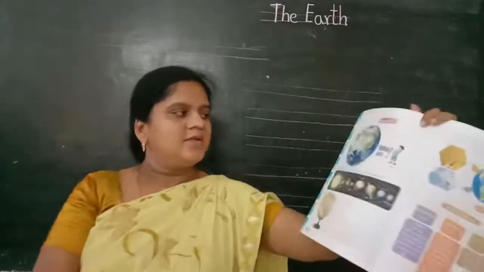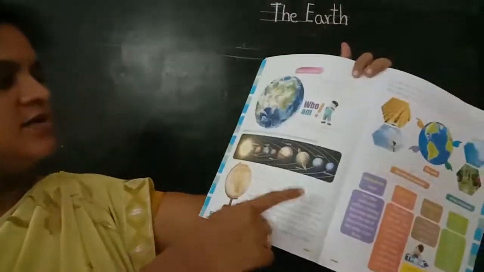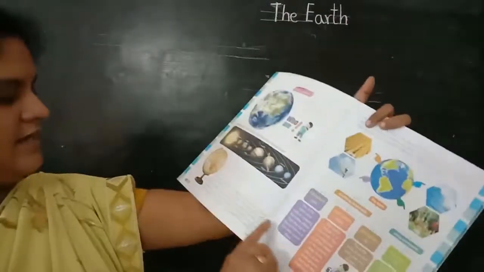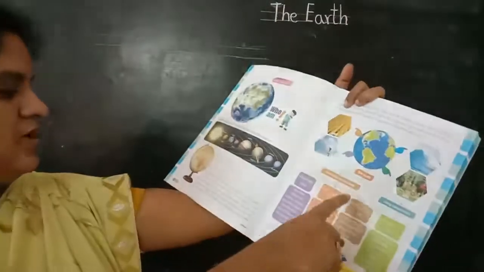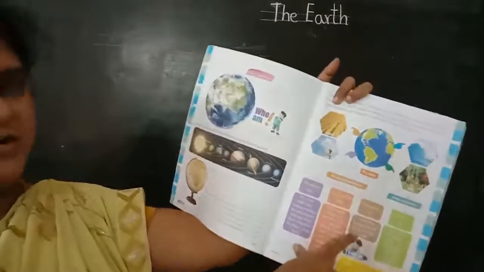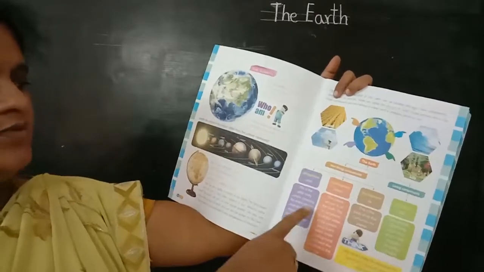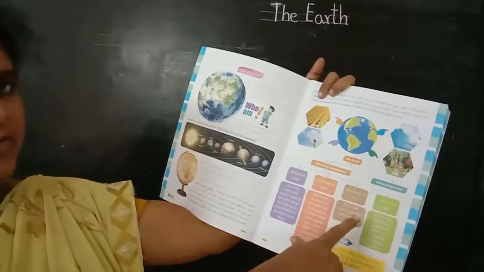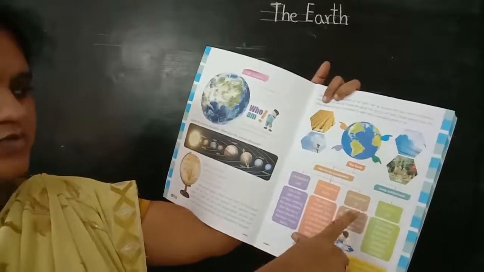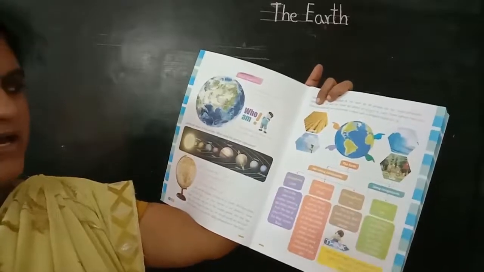Children, in the previous class, you learned solar system and earth. We are a part of living component and non-living component. Non-living component divided into three types: lithosphere, hydrosphere, atmosphere. Lithosphere means land, hydrosphere means water, atmosphere means air, and living component biosphere, life.